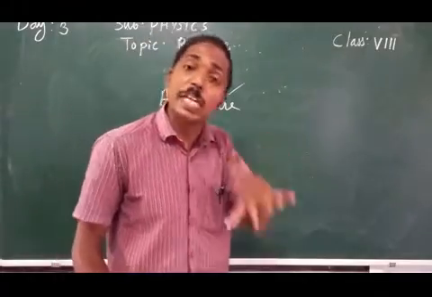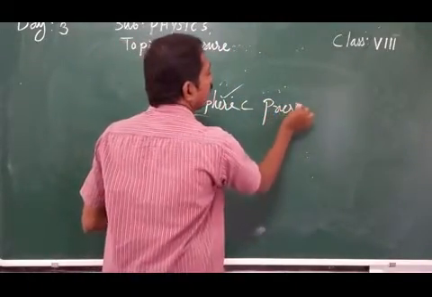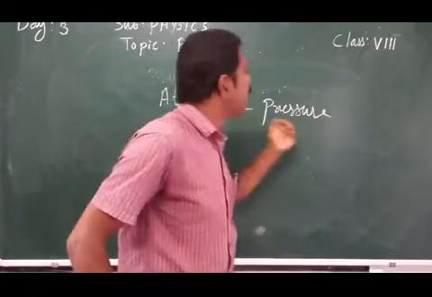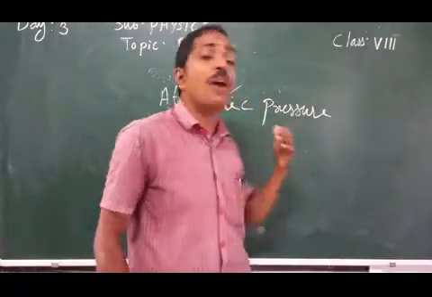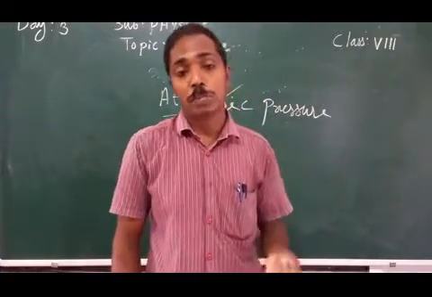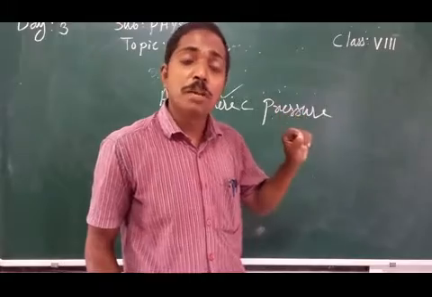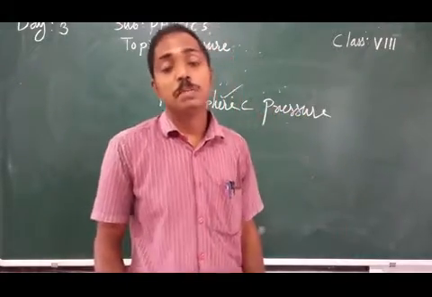The pressure exerted by the atmosphere is known as atmospheric pressure. So the pressure exerted by the envelope of air around us is what we call atmospheric pressure. Before atmospheric pressure, you must know what is atmosphere: the envelope of air around us. Then the pressure exerted by this envelope of air is what we call atmospheric pressure.